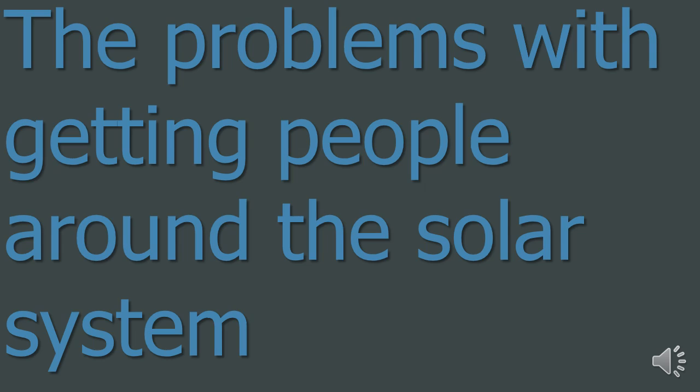9. The problems with getting people around the solar system. There are many dangers with transporting people around the solar system. For example, radiation. The Sun emits a huge amount of radiation, and without the magnetic field of Earth to protect them, the astronauts would be bombarded by ionizing radiation. This would give the astronauts a significantly higher risk of getting cancer, and it may give them radiation sickness as well as other health problems related to ionizing radiation.